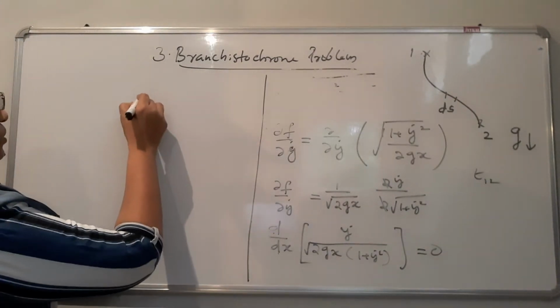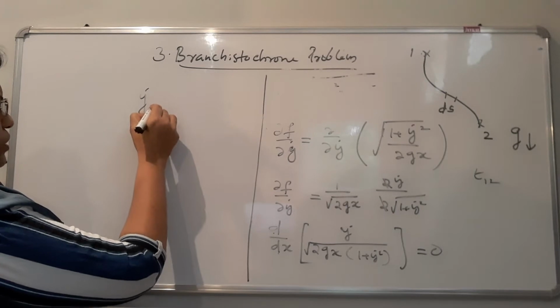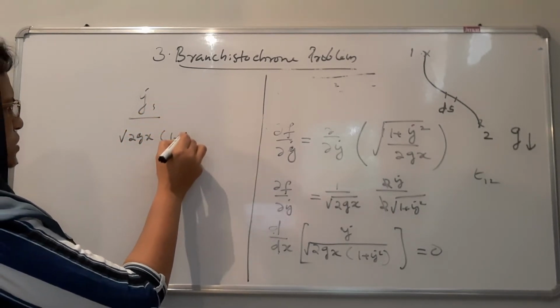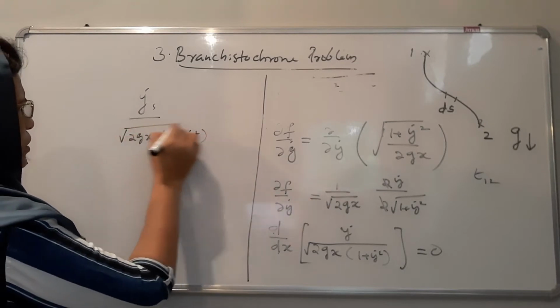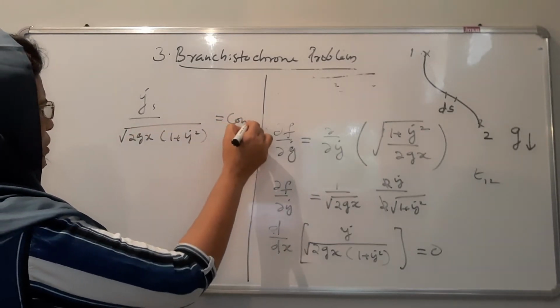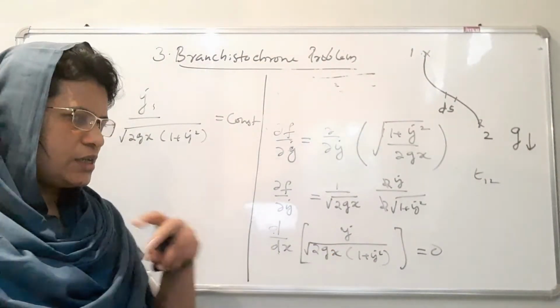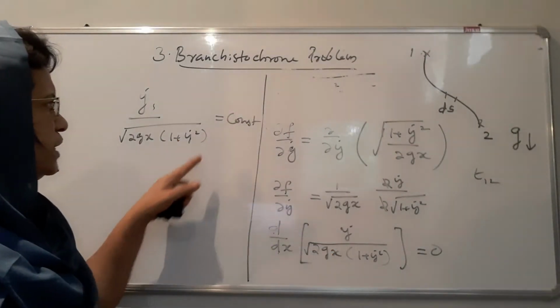y dot divided by root 2gx into 1 plus y dot square is equal to constant. Since d by dx of this value is equal to 0, this value is equal to constant. Now we have to solve the problem to get the equation.